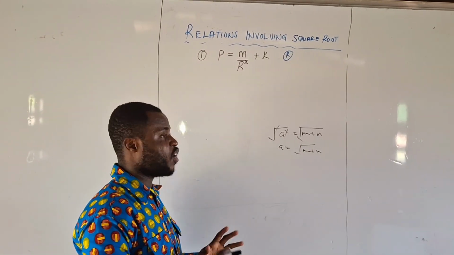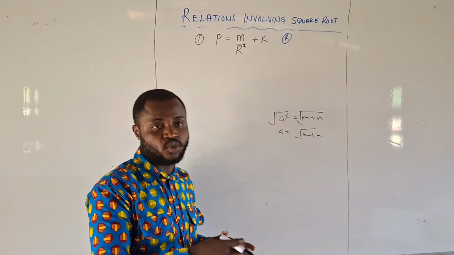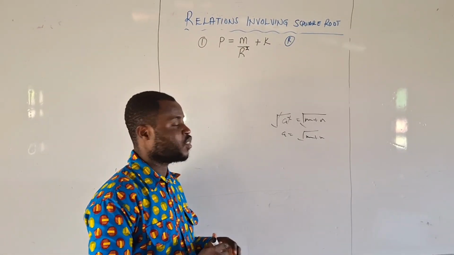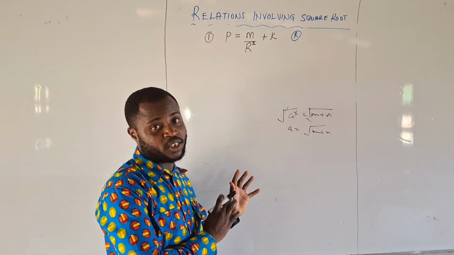In the same way, if the letter you are making the subject is in a square root, square both sides to take out the square root. So simply this is how such relations are being solved.